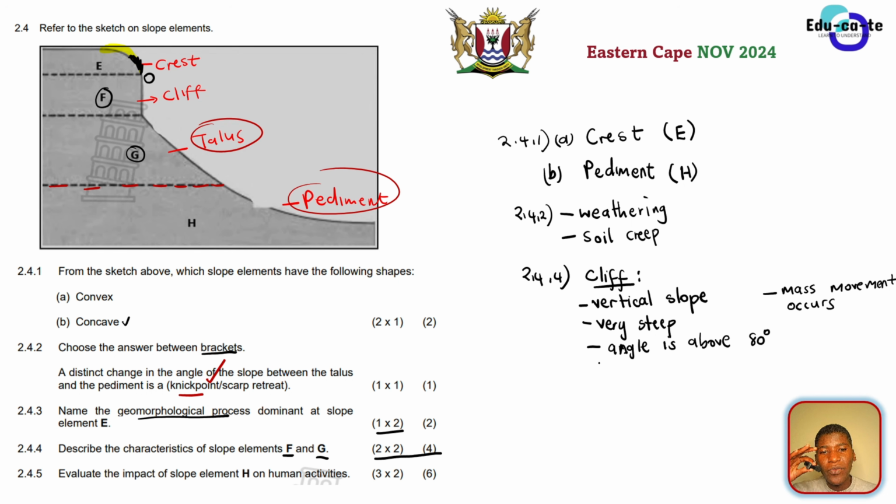And then now the talus, it is this other slope. So this is slope G. The talus, remember that it has got a gradual gradient.